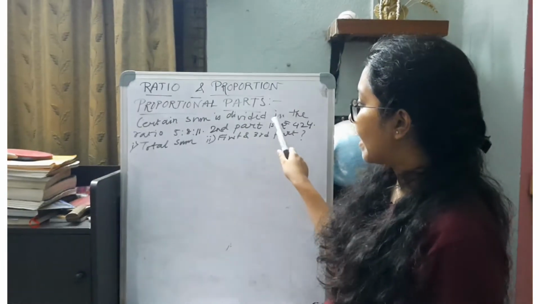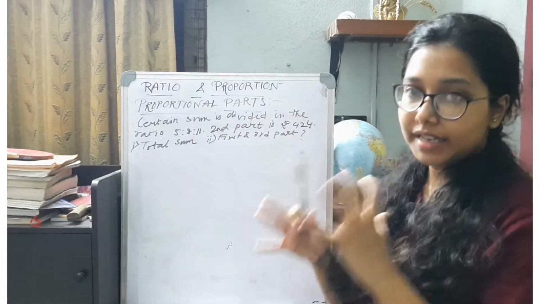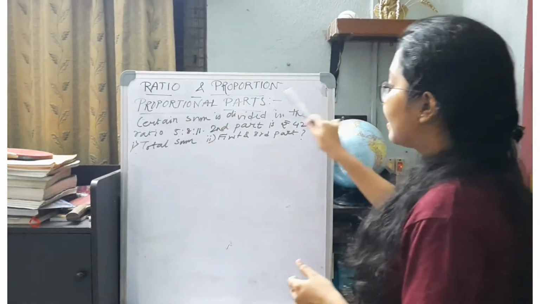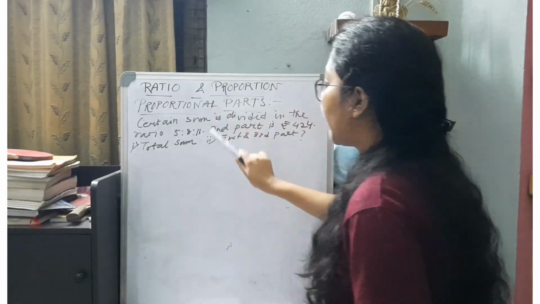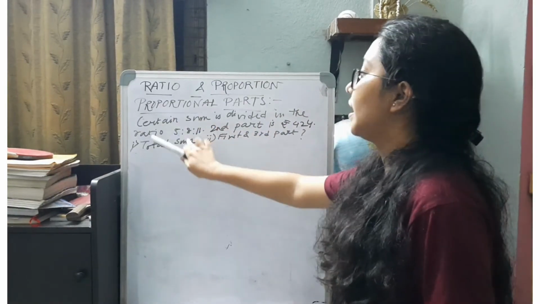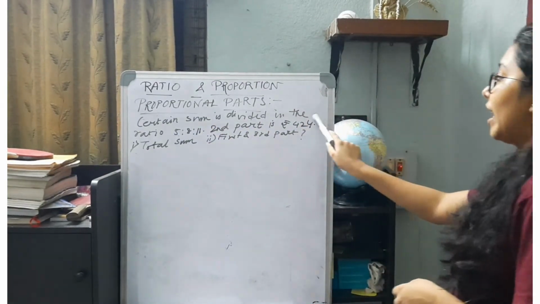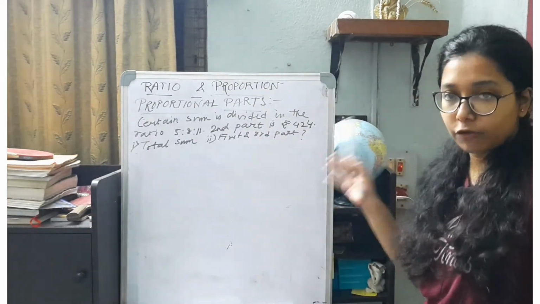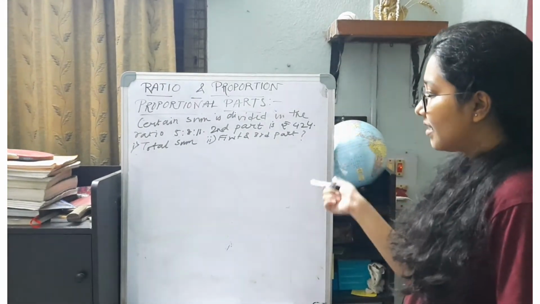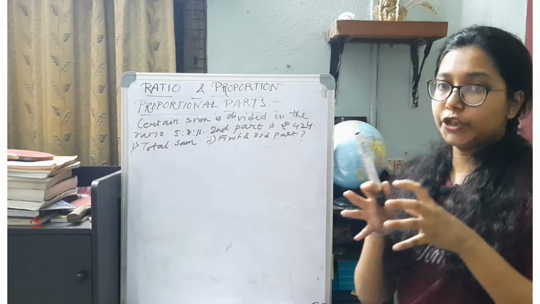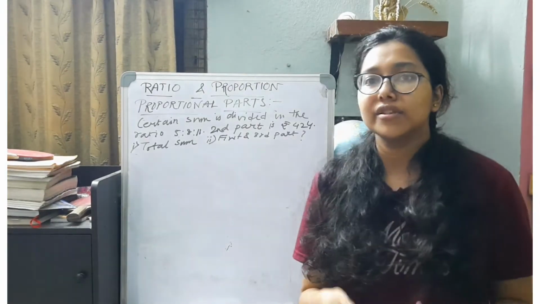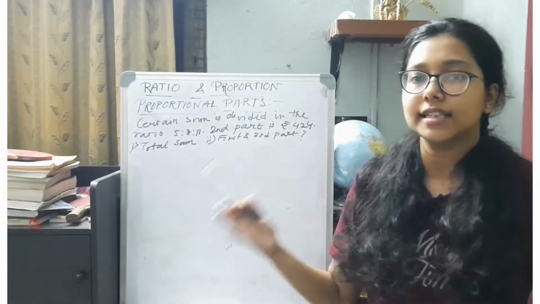As you can see, for the second question I have just written the important part of the question, which says that a certain amount of money is divided in the ratio 5:8:11. The second part, that is the 8, has the value of rupees 424. Then you have to find out the total sum of money, and the ratio in which the first and the third part is divided, that is how much money is constituted in the first and the third part. So let's start the question.